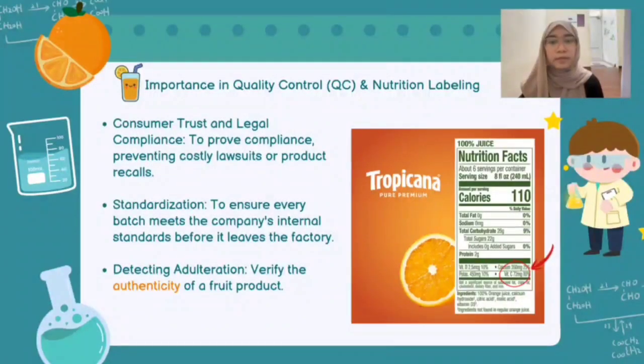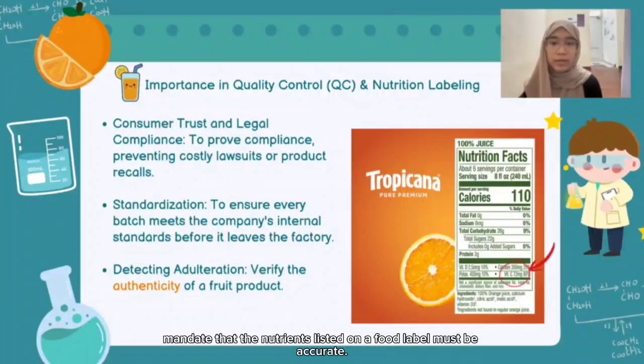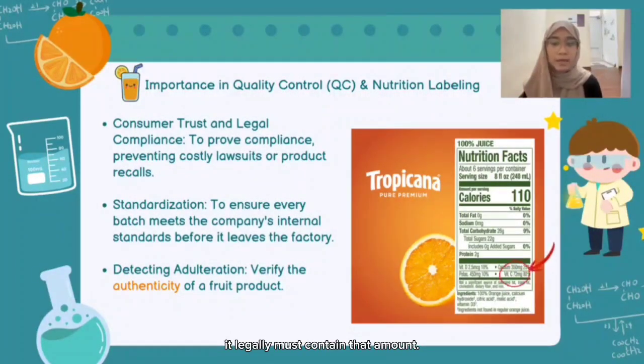First, consumer trust and legal compliance. Regulatory bodies like the FDA mandate that the nutrients listed on the food label must be accurate. If a juice box claims to contain 100% daily value of vitamin C, it legally must contain that amount. Titration is a validated method used to prove compliance, preventing costly lawsuits or product recalls.